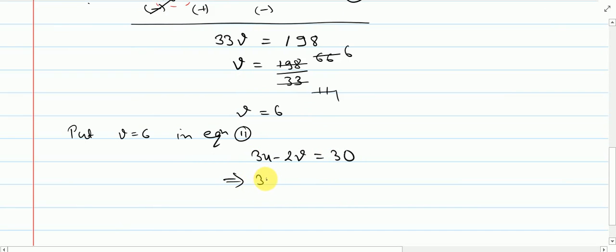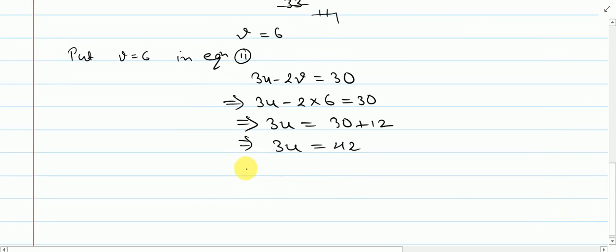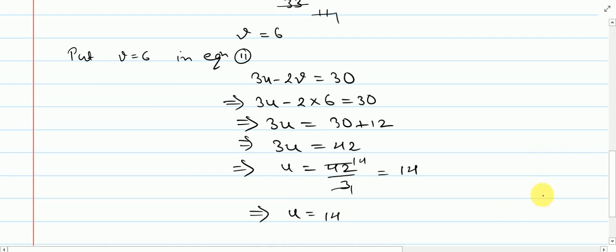So we get 3u minus 2 into 6 is equal to 30. So 3u is equal to 30 plus 12, because minus 12 will go to that side. So 3u is equal to 42. Now u equal to 42 divided by 3. So you get 14. Yes, 3 1s are 3 and 3 14s are 42. So u equal to 14.